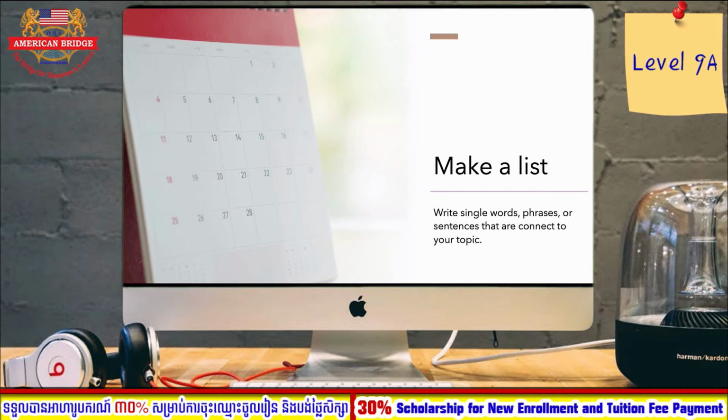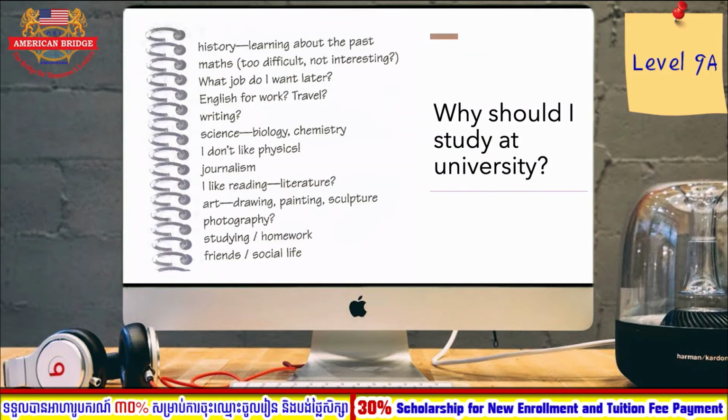To make a list, you just write down single words, phrases or sentences that are connected to your topic. You just make a bullet point, which is something like this one. If you look at the topic, why should I study at university? You just note down a point. The first here, they talk about the subject, the history, math, and what you will get from the history. So you just note down a few important points to help you develop another idea.